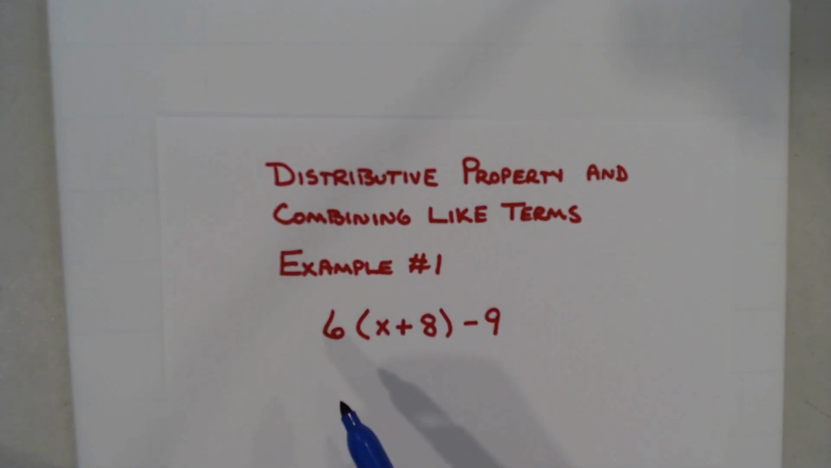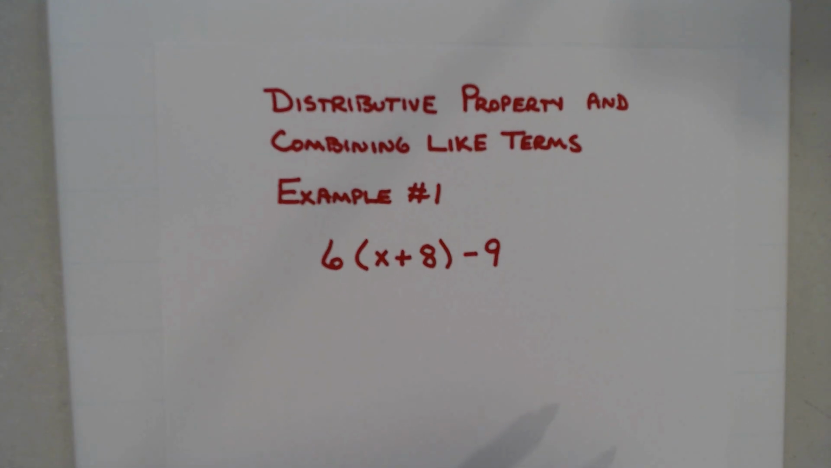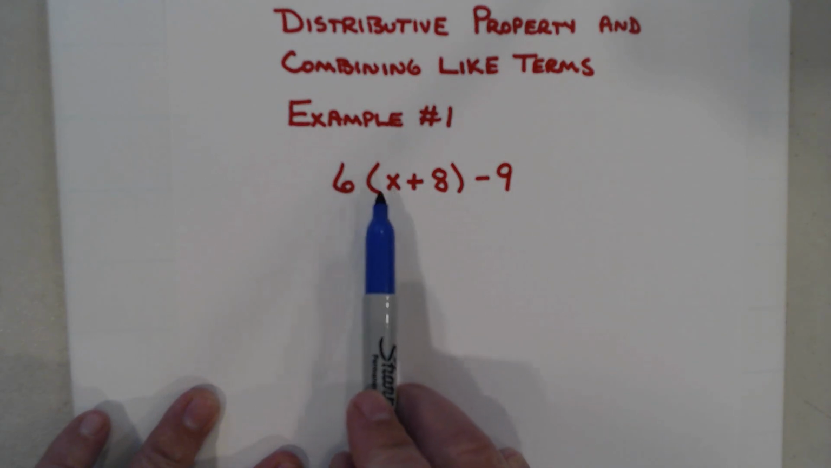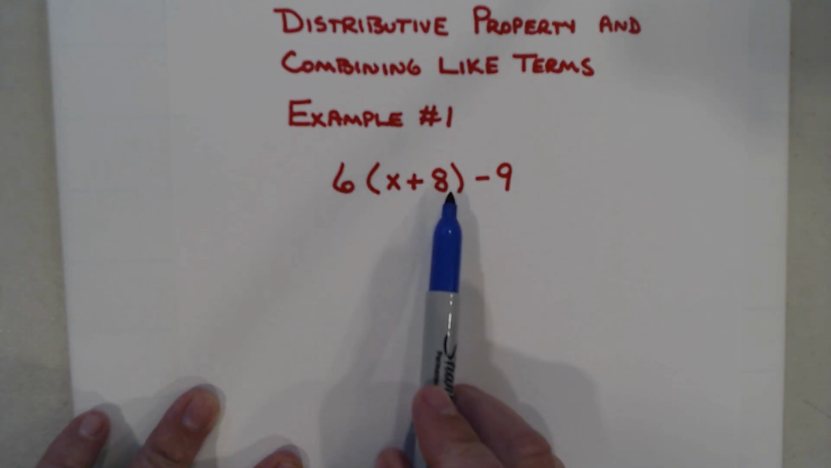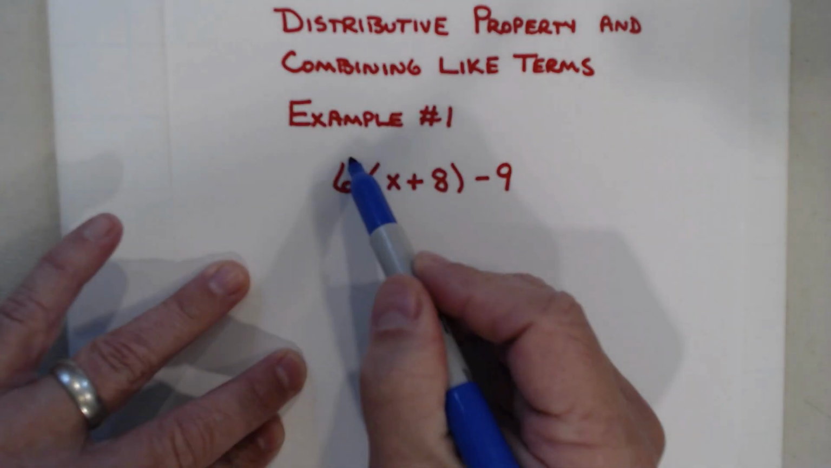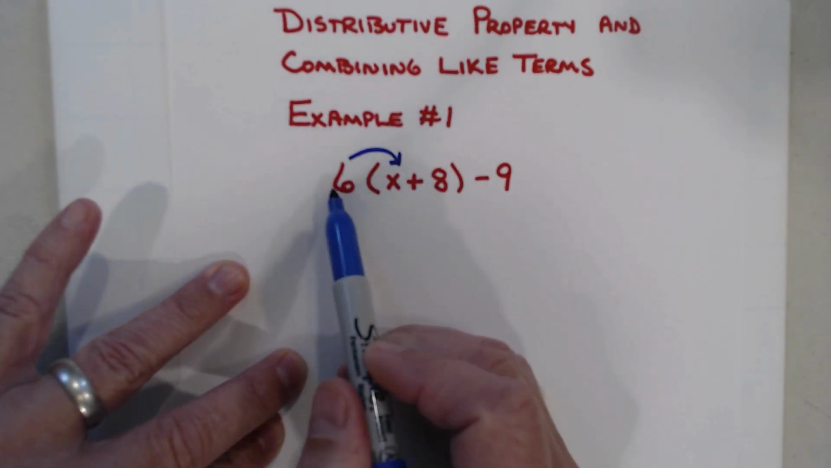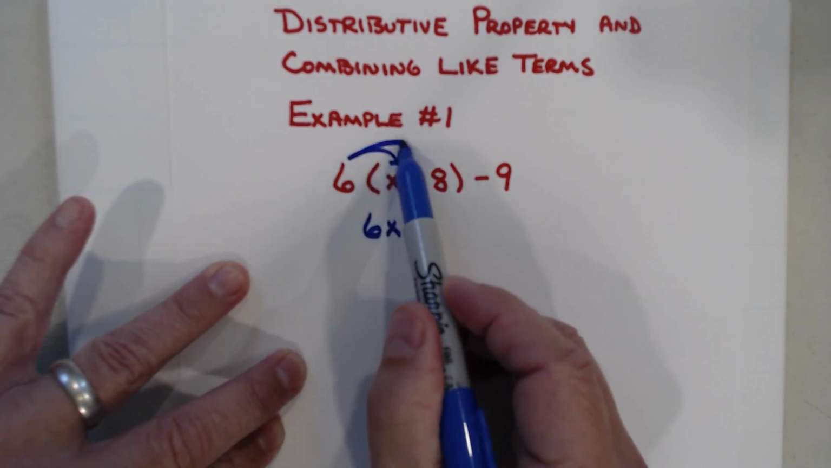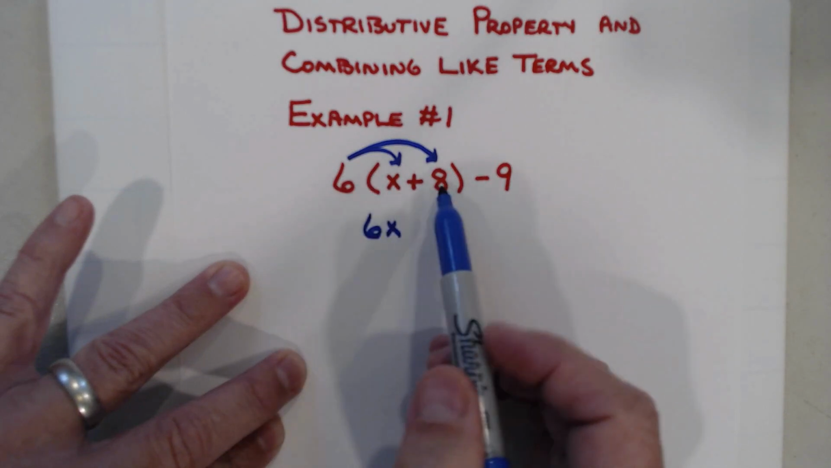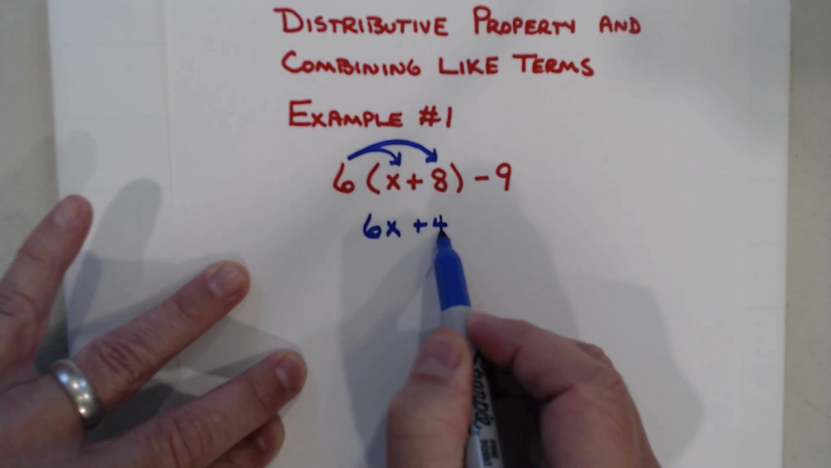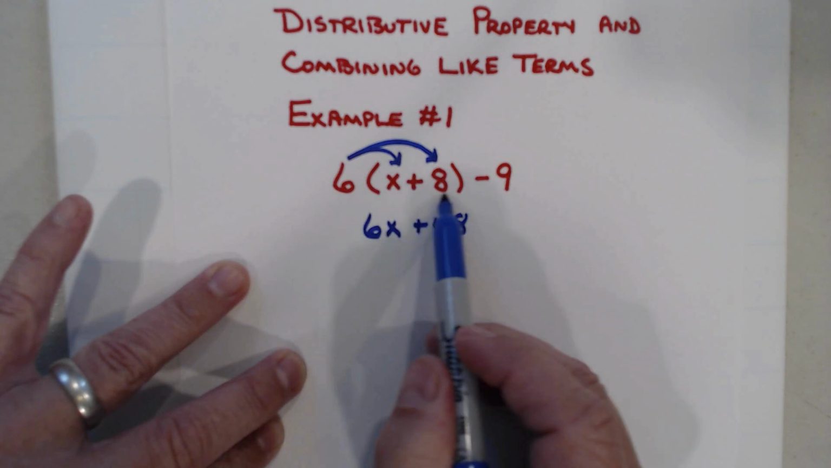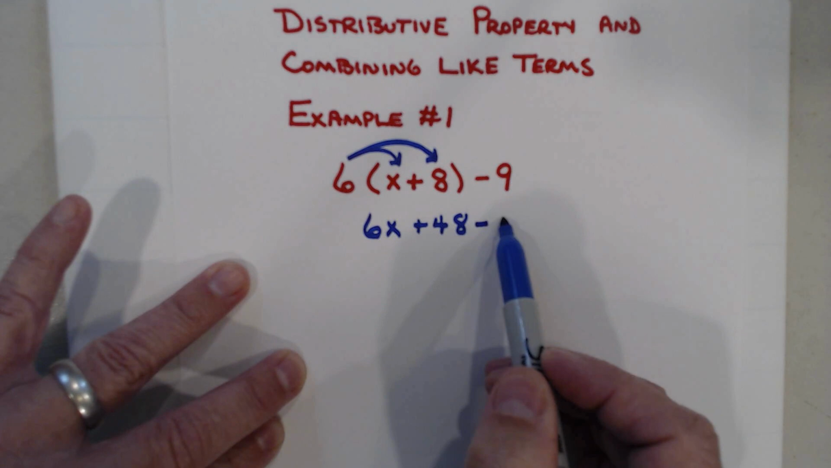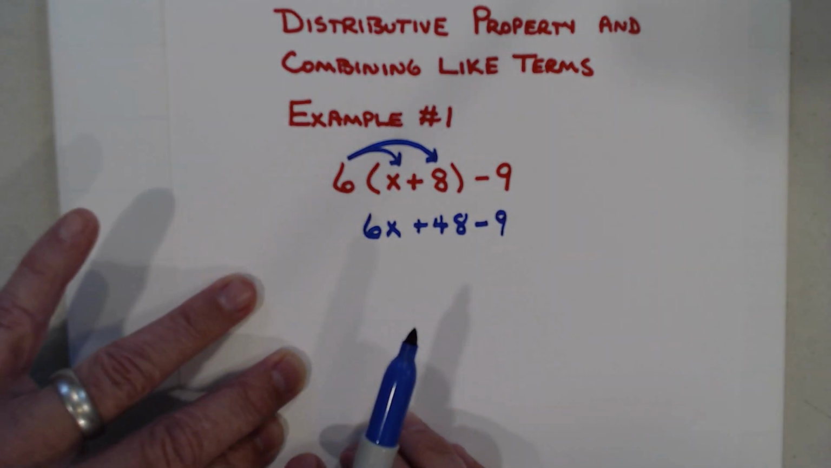So the very first thing I need to do here is use the distributive property. To use the distributive property, I need to take what's on the outside of the parentheses and start multiplying it to each term inside the parentheses. So let's start by doing that. Taking this 6, multiplying it to x, 6 times x, 6x. Then I'm going to take this 6 and multiply it to this 8 right here. 6 times 8, positive 48. Since this negative 9 was not inside the parentheses, this 6 does not get multiplied to this negative 9. I simply bring it down and set it with the others.